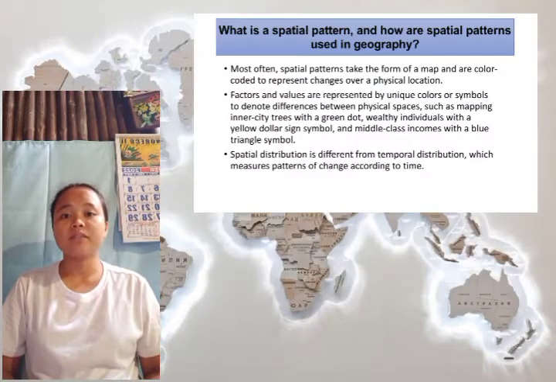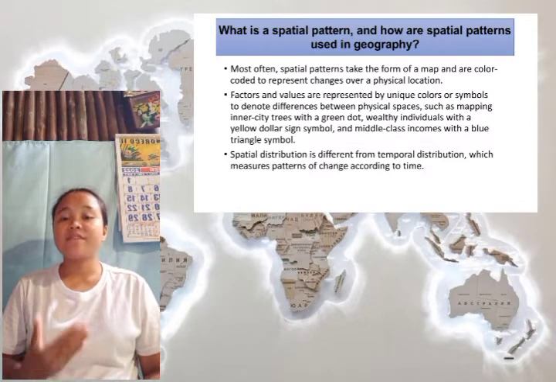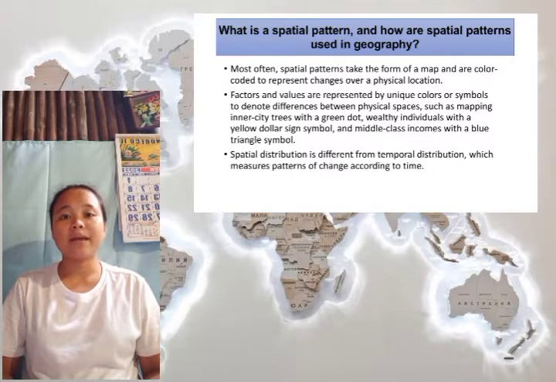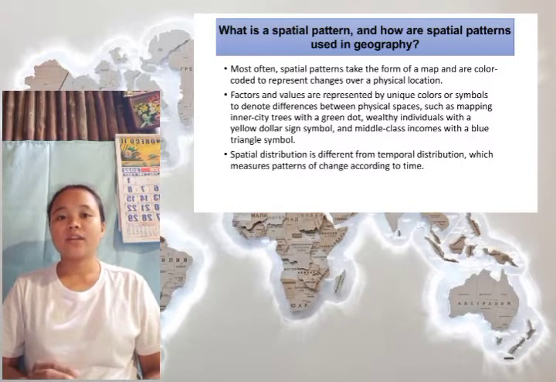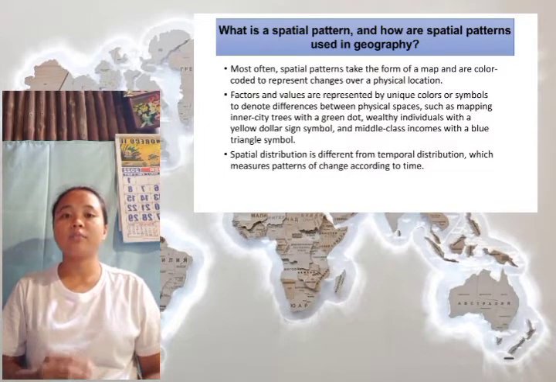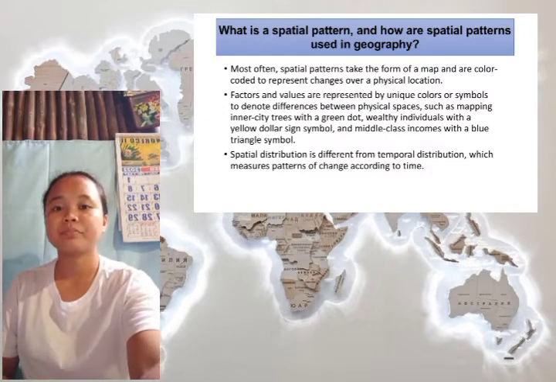So most often, spatial patterns take the form of a map and are color-coded to represent changes over a physical location. Factors and values are represented by a unique color or symbol to denote differences between physical spaces, such as mapping inner city trees with a green dot, wealthy individuals with a yellow dollar sign symbol, and middle class income with a blue triangle symbol.